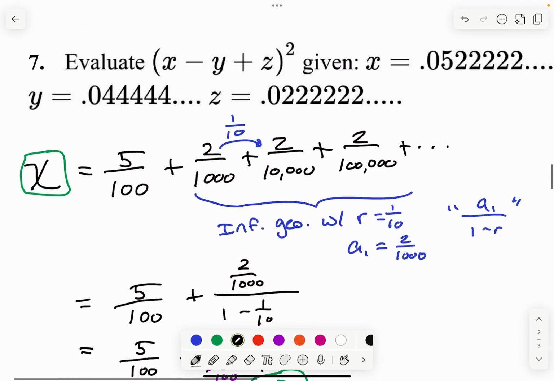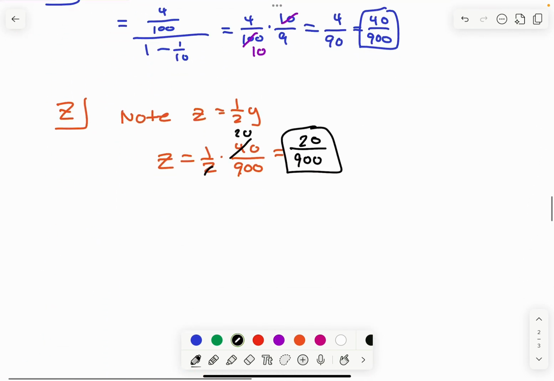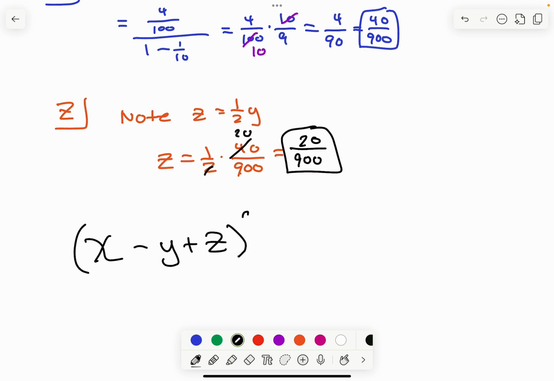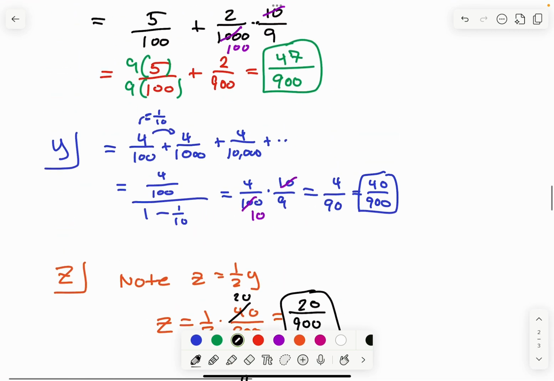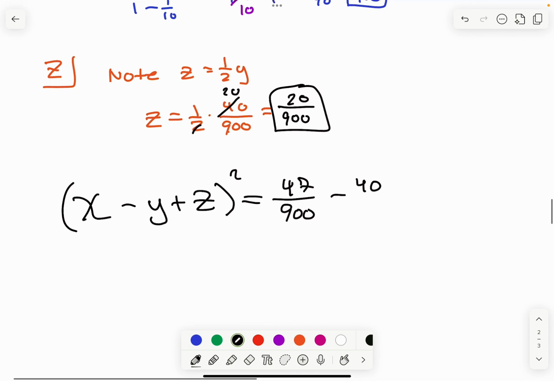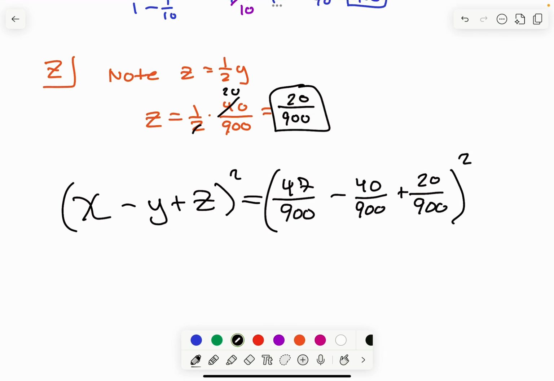Cool, so now I do x minus y plus z squared. All right, so x minus y plus z, and then squaring it. So x is 47/900 minus 40/900. And then I add z. And then I'm going to square that. So 47 minus 40 plus 20 is 27/900. And I'm squaring that, so that's going to be hard to square.